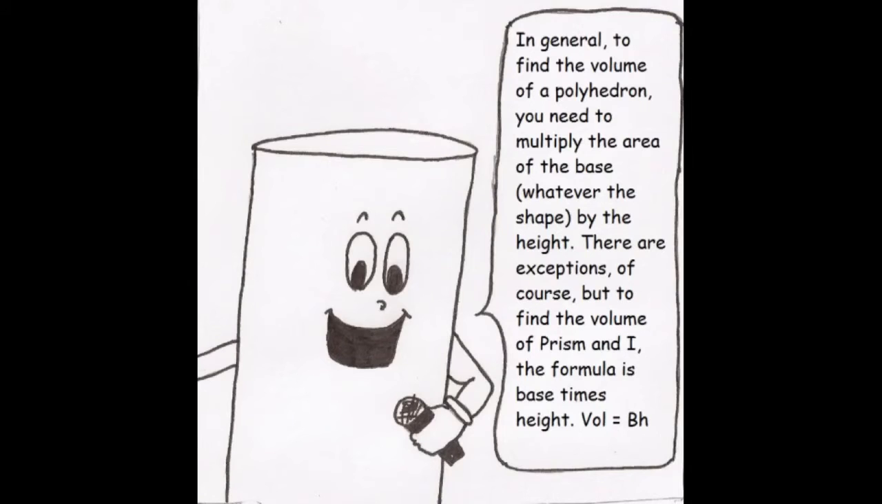In general, to find the volume of a polyhedron, you need to multiply the area of the base. So in this case, with Silly here, his base would be a circle. So you have to first find the area of the circle. So use formulas such as for a circle would be pi r squared, rectangle would be length times width. You find that two-dimensional area first, and then multiply by the third dimension of height. There are exceptions, of course, but to find the volume of a prism, the formula is base times height. So volume is equal to base, and notice this is a capital B standing for the area of whatever the base is, times the height.